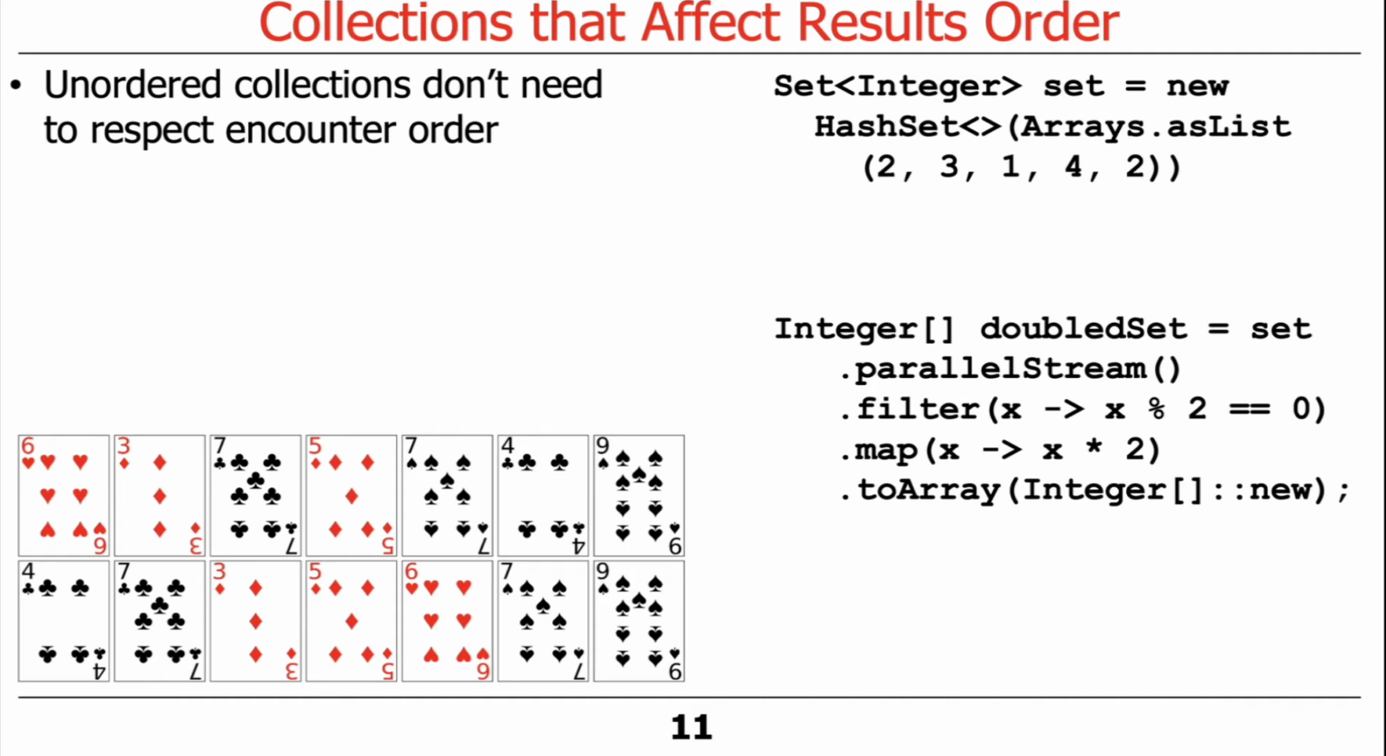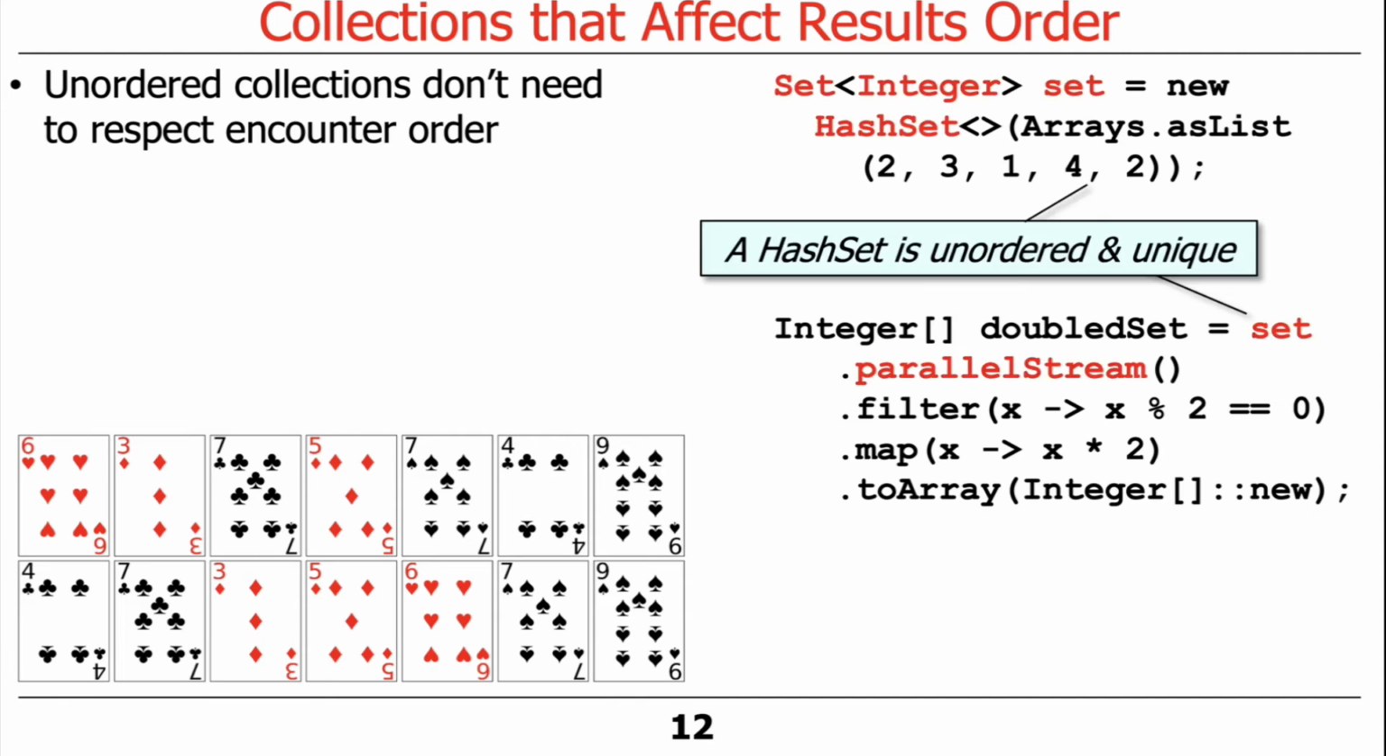Let's take a look at a different example. This is going to be using what's called an unordered collection. And unordered collections are under no obligation whatsoever to respect encounter order. So here's the example we're going to use. We're going to use a HashSet. HashSet has a couple of interesting properties. First, it's unordered, obviously, because it just hashes the elements, so we don't really know or care where it ends up in the hash table. And it's unique. So it only has one copy of each value, it doesn't have duplicates, and it's also unordered.